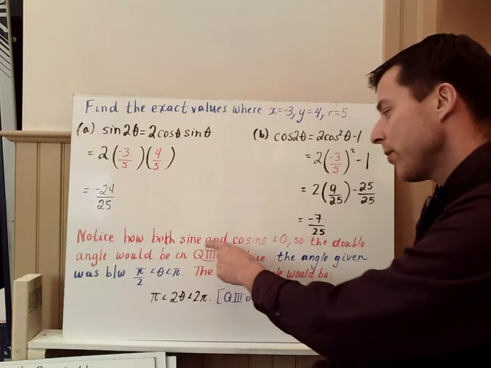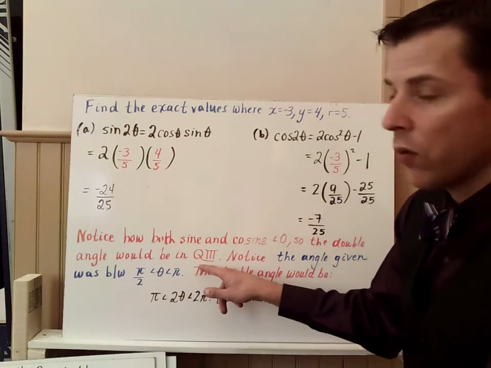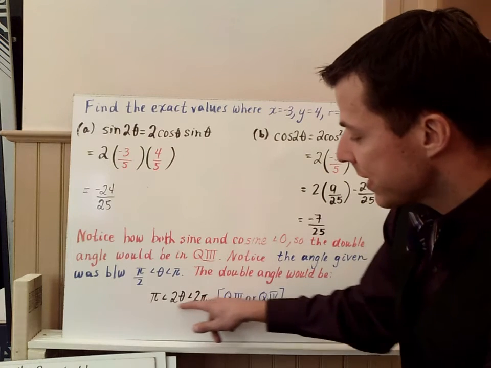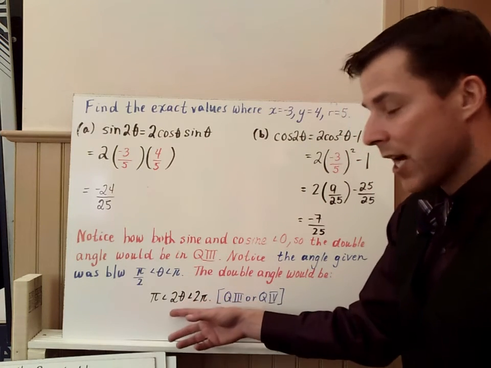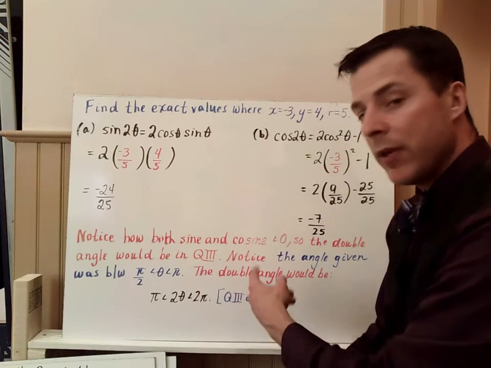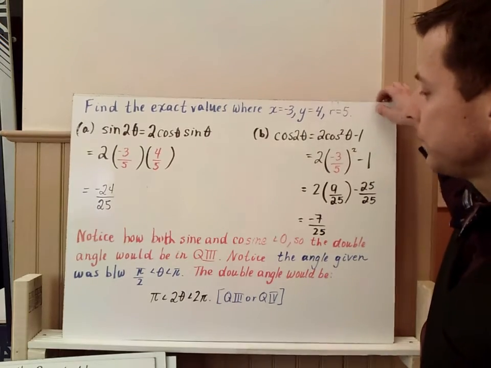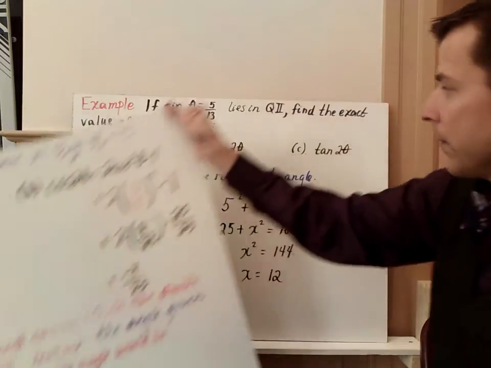So I put here, notice how both sine and cosine are less than 0. So the double angle would be in quadrant 3. So we had all this opportunity here to say, well, our double angle's got to be somewhere between pi and 2 pi, but we know it's going to be in quadrant 3 because both sine and cosine are negative.